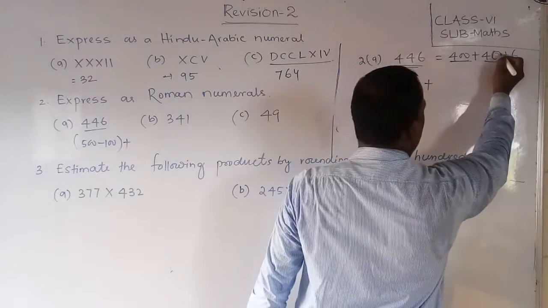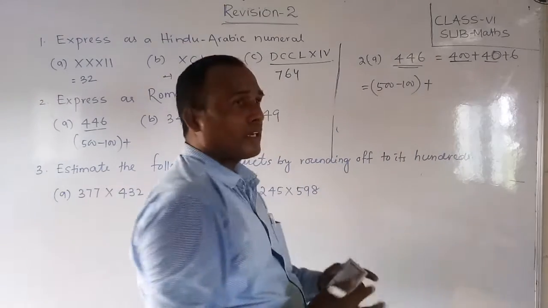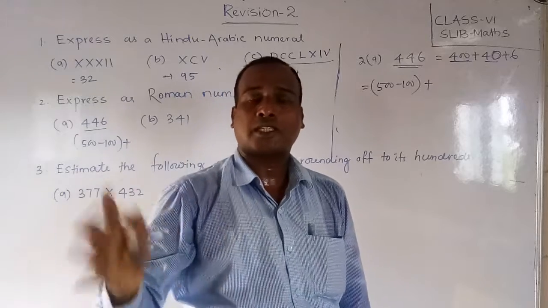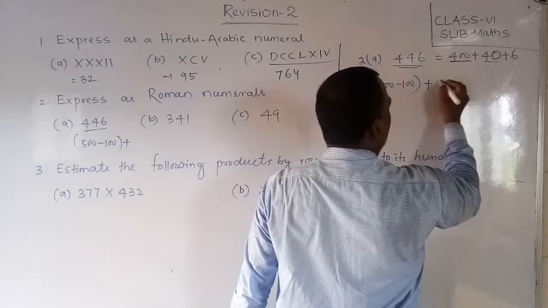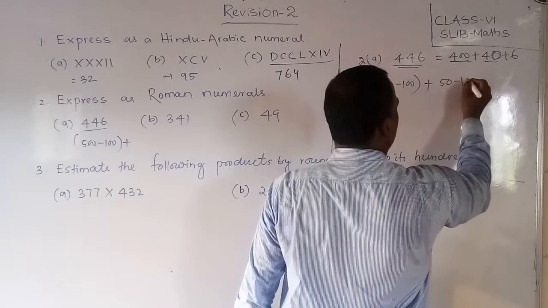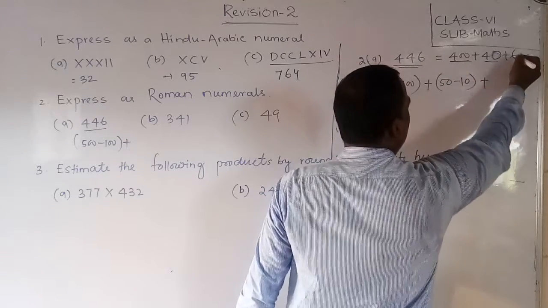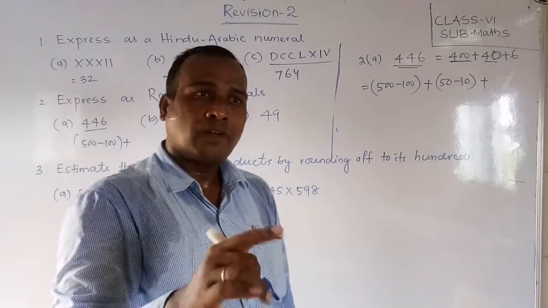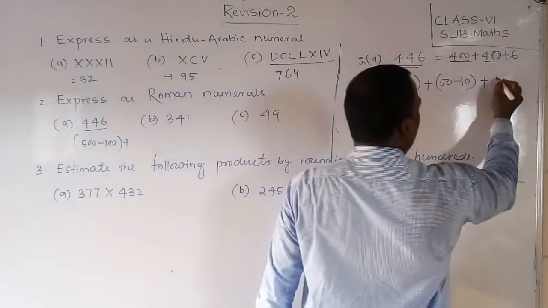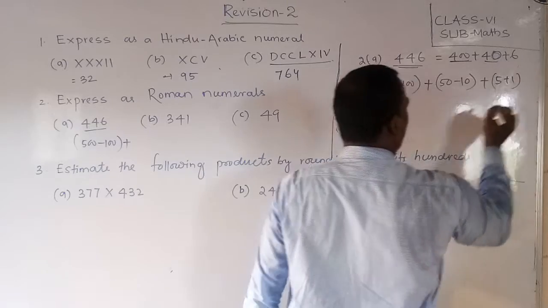If it is 40, how do we write, friends? We cannot write X plus X plus X plus X. So 4 times we cannot repeat. So what can we do? We can do 50 minus 10. Plus this 6 means what we can do? Now we can do V plus I, that is 5 plus 1. Okay? Are you clear, friends?